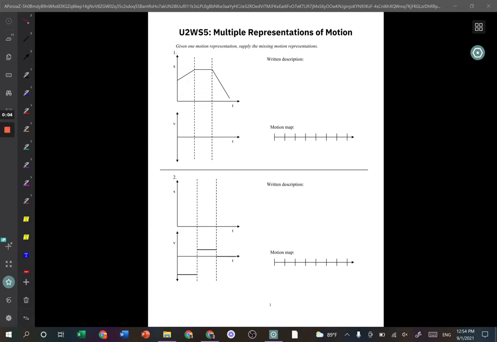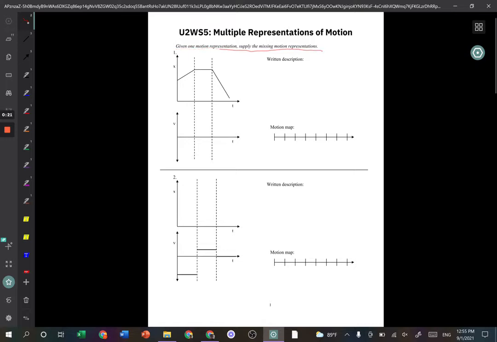Unit 2, Worksheet 5, Multiple Representations of Motion. For each of these 8 problems, given one motion representation, supply the missing motion representations.